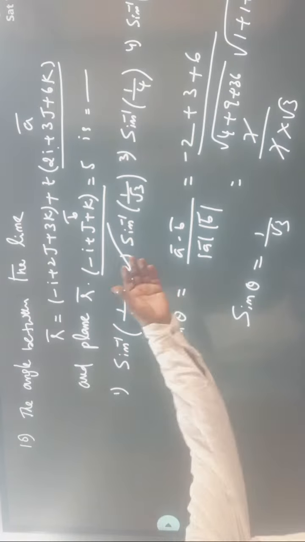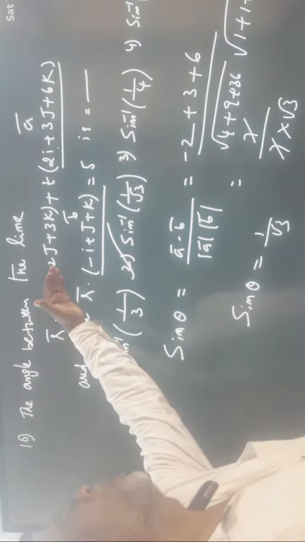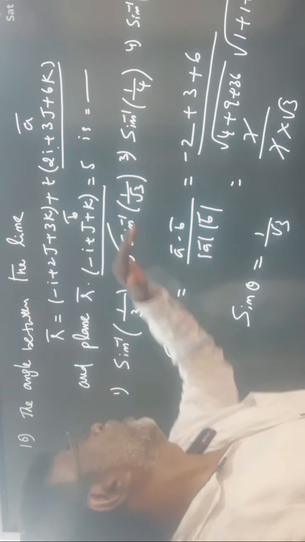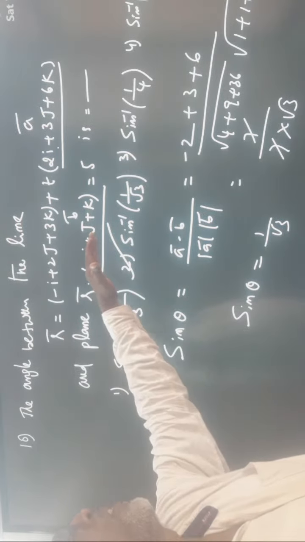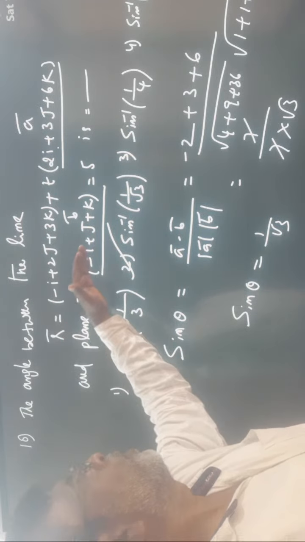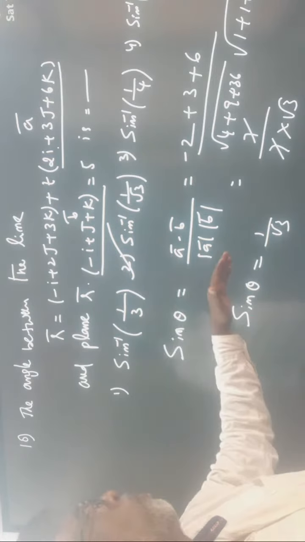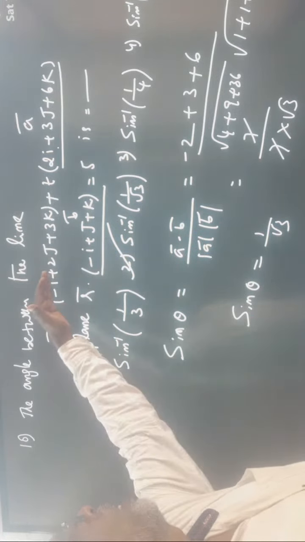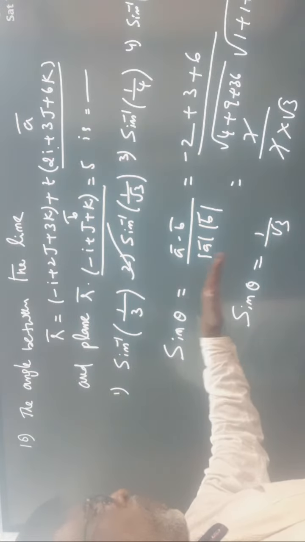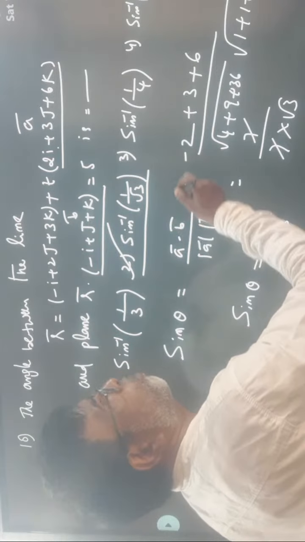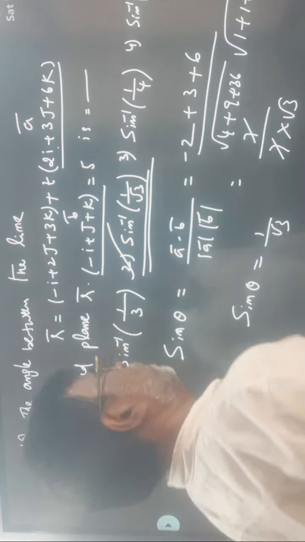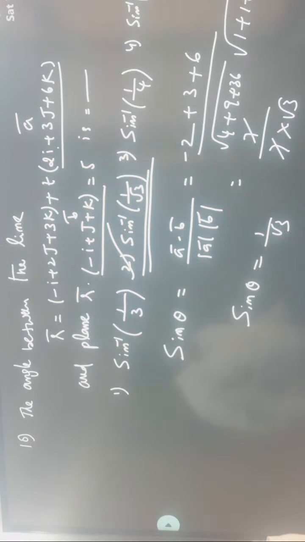I already gave the formula. The line is parallel to A bar, and the normal of the plane is B bar. The angle between them, line and plane, is given by sin theta equals A dot B by mod A mod B. So the answer is the second option. I already gave the synopsis. This is the answer, right? So this is the way of solving the dot product problems.